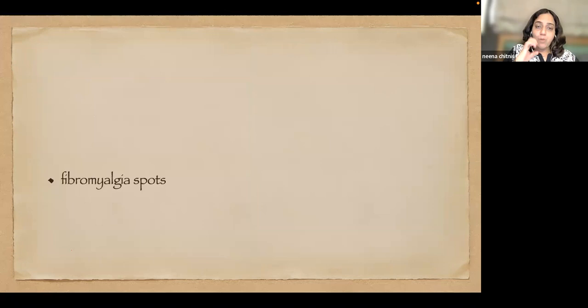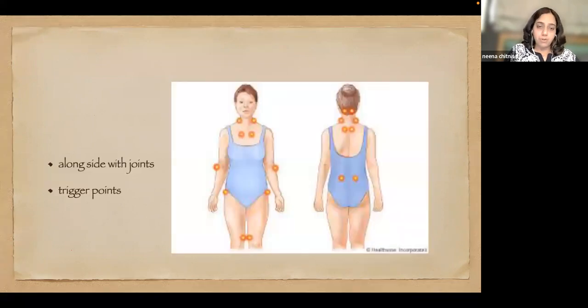It is very important to check for the fibromyalgia spots, because fibromyalgia is a very common cause of pain in the patients who come to our OPD. So alongside the joints, you will also examine for these trigger points. These are some trigger points which you have to press with your thumb and see for any tenderness.